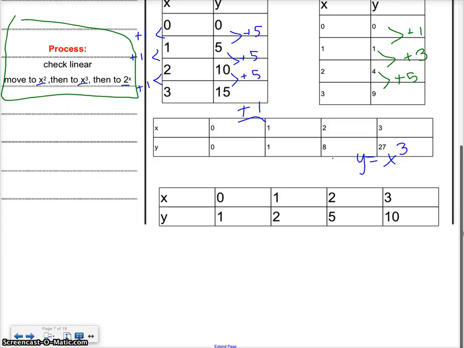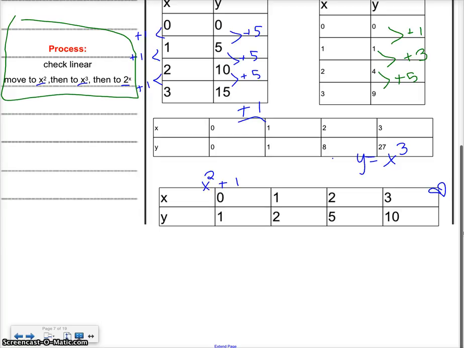Okay. Is this linear or nonlinear? That last one. Well, plus 1 all the way around, plus 1 and then plus 3. Nope, it's not linear. So now I go to the x squared. What's 0 squared? 0. Now watch what I'm going to do. 0 squared is 0. How do I get to 1? Plus 1. Let me try x squared plus 1 before I move on to x cubed.